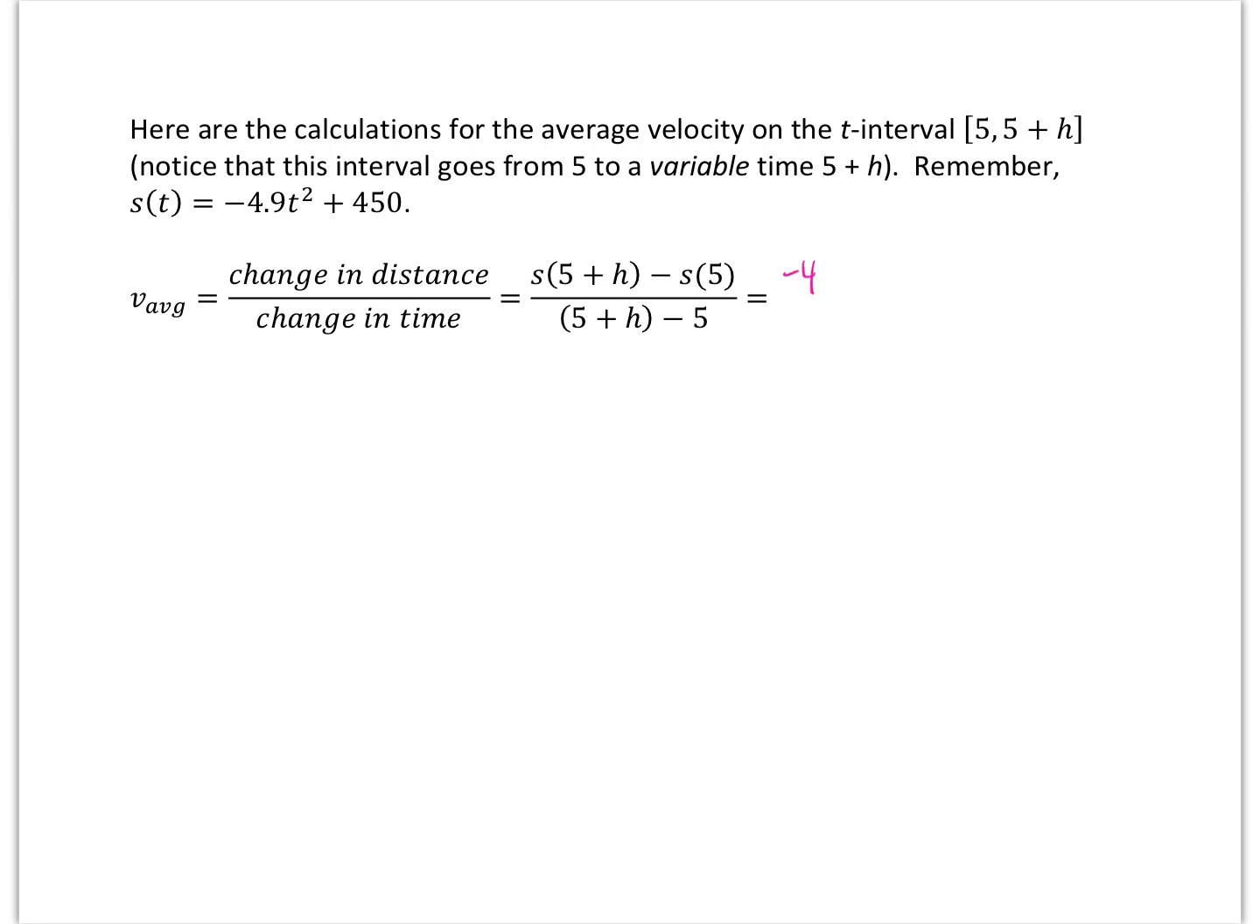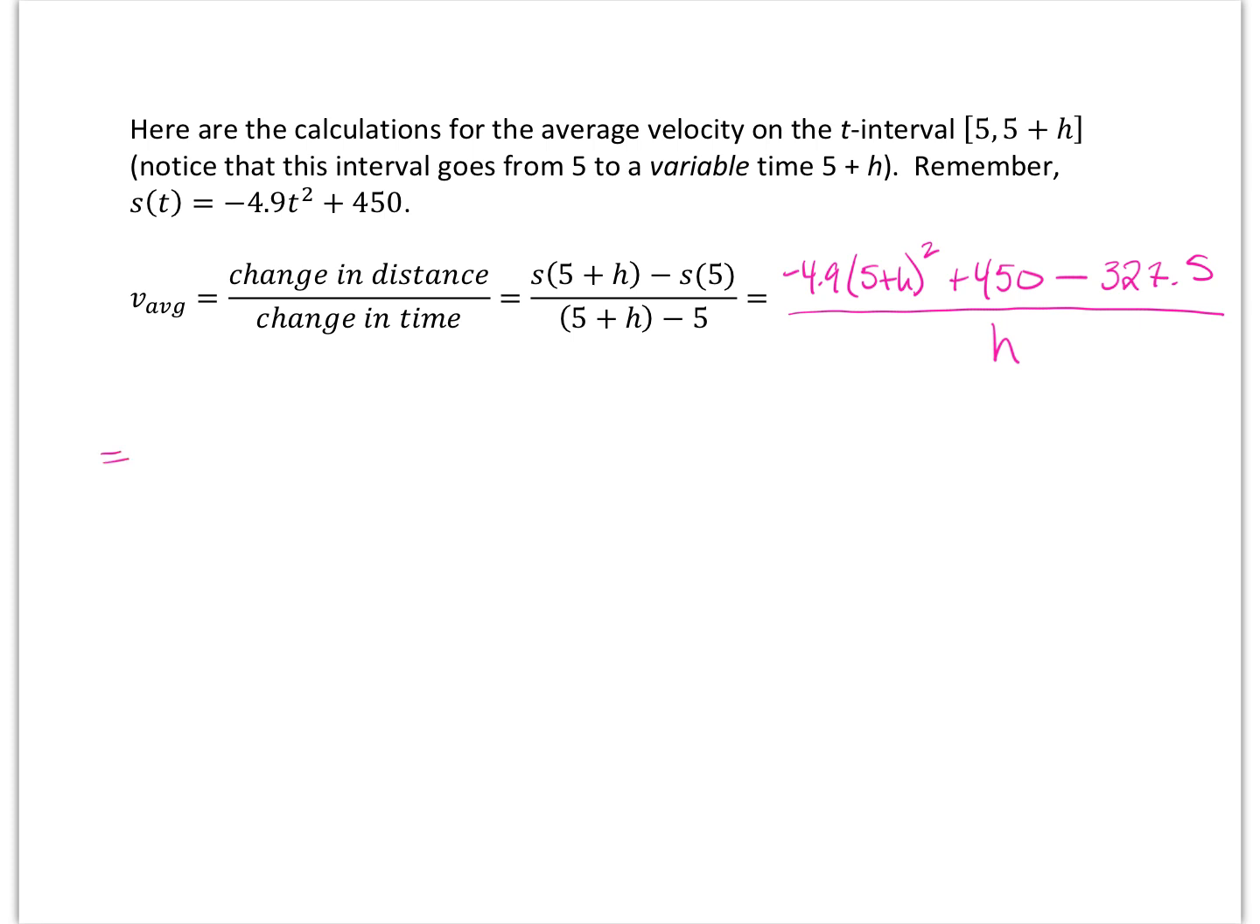So this is going to be -4.9 times (5 plus h) squared plus 450, minus s of 5, which we already know, I think it was 327.5. We calculated that a little while back, and if you forgot, you could just put it in a calculator. All over 5 plus h minus 5, which is just h. And now I'm just going to simplify this. I'm not taking a limit or doing the instantaneous velocity yet. I'm just going to simplify this calculation for average velocity from t equals 5 to some point a little bit in the future, t equals 5 plus h.